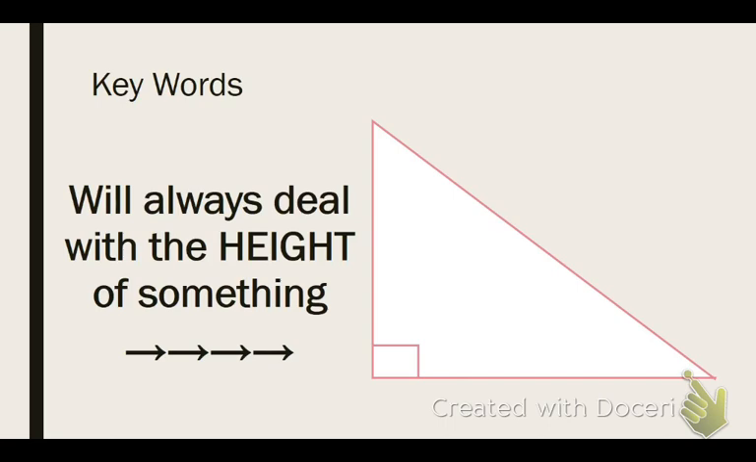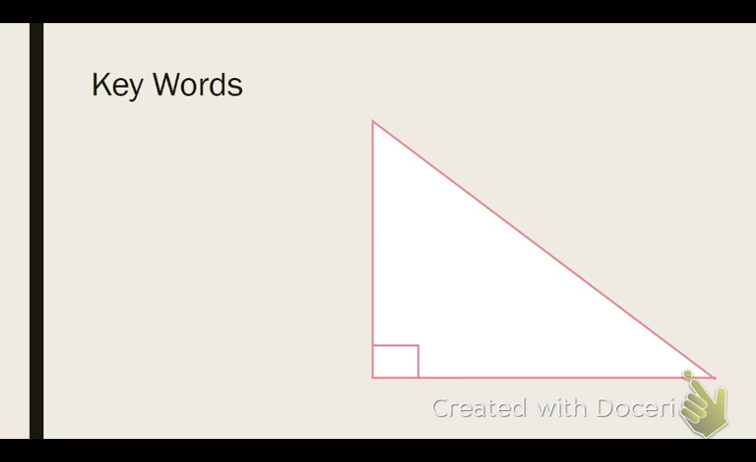Because this side will always be the height of something. So this side right here, there are a bunch of blanks. You're going to write height. So if it talks about the height of a building, the height of a person, the height of a dog, I don't know, the height, that's what's going to go on the first blank.